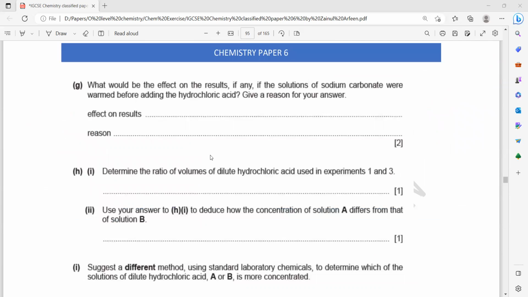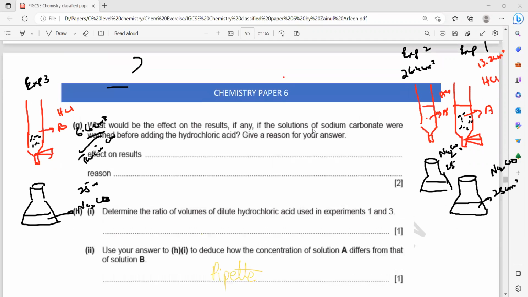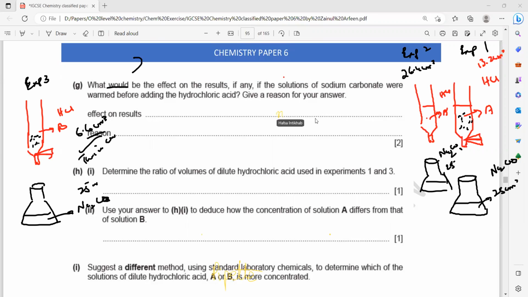What would be the effect on the result? In a titration experiment, remember one thing: when you're heating something, it won't affect the volumes. So what will be the effect on the result, if any, if the solution of sodium carbonate were warm before adding hydrochloric acid? If we warm the solution before we mix them together, will it affect the result? No effect, because temperature will not affect the moles in the reactants. We use the same number of moles for the reaction, so it does not affect.